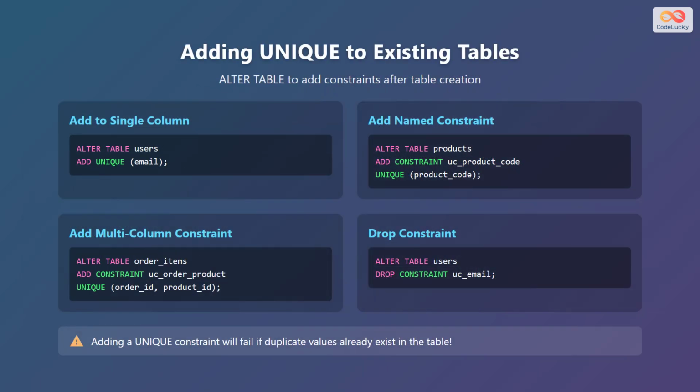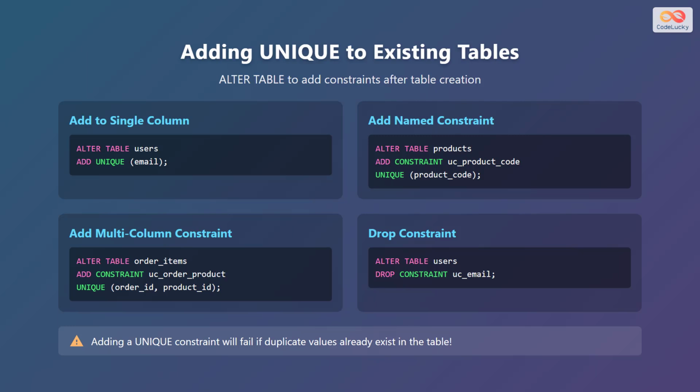You can add a unique constraint to an existing table using the alter table statement. To add a unique constraint to a single column, use alter table, then the table name followed by add unique and the column name. To add a named constraint, include the constraint keyword followed by your chosen name before the unique keyword. For a multi-column constraint, specify all columns within parentheses.